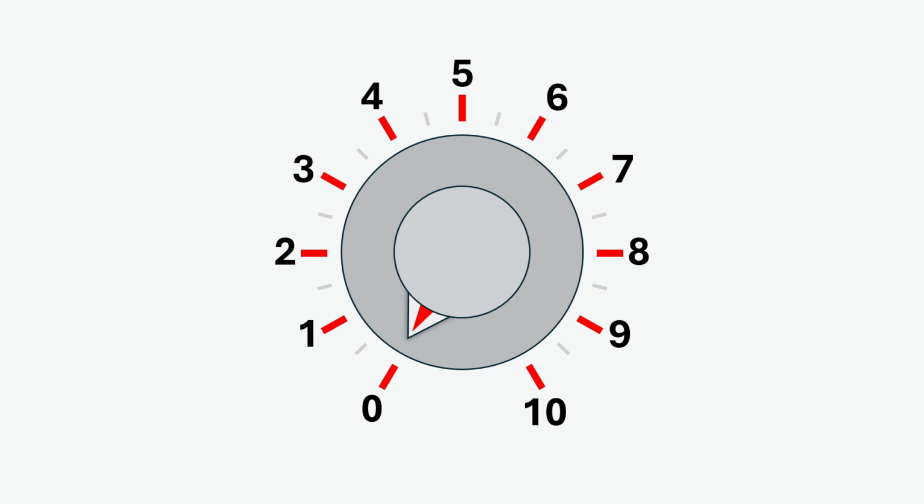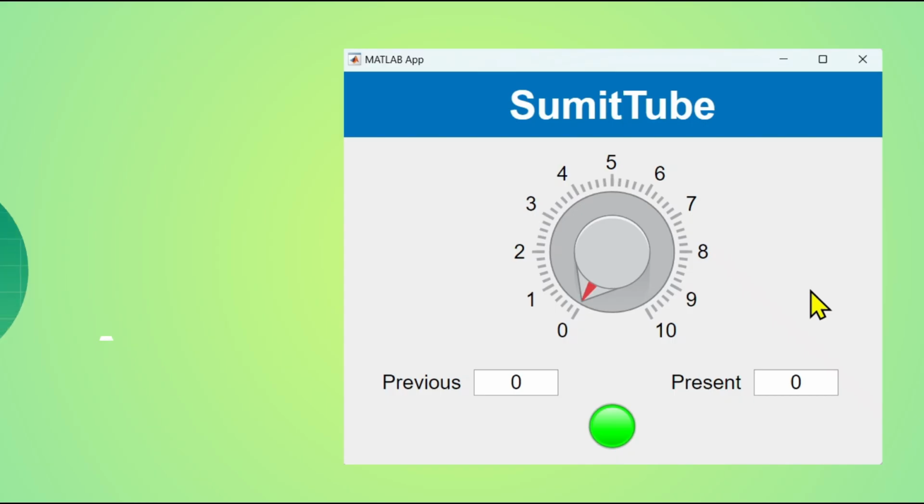Now this is the default knob type. Matlab calls this simply knob. And as the name suggests, you can change the value continuously in a specified range. For example, here the value is continuously changed between 0 to 10.